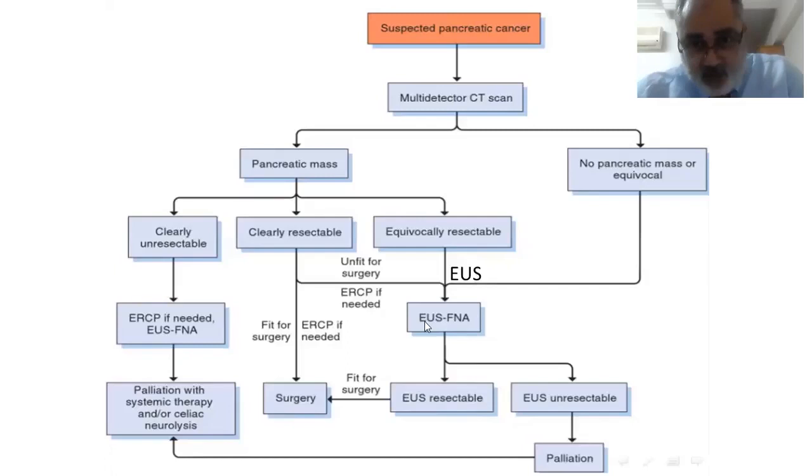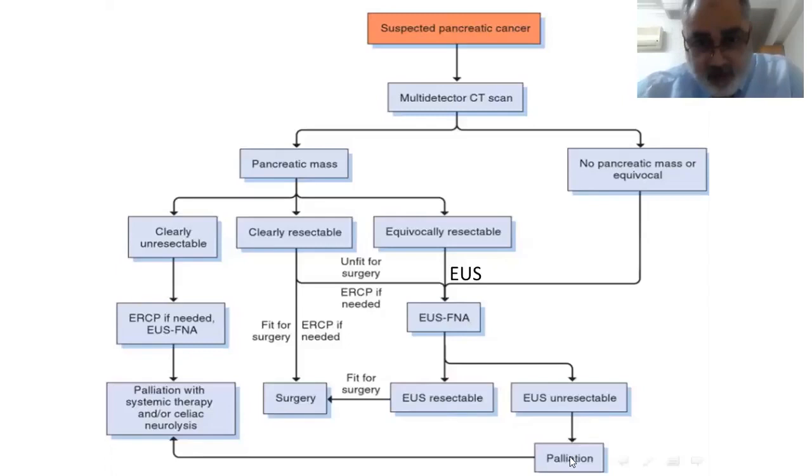for palliation. If the CT showed a non-pancreatic mass or an equivocal mass, especially in cases of obstructive jaundice, we should go to the more accurate endoscopic ultrasound. If there is a resectable mass, then we should send the patients for surgery. If there is a mass and it is unresectable, we should do FNA for palliative chemotherapy.